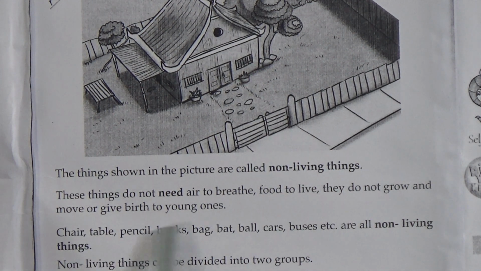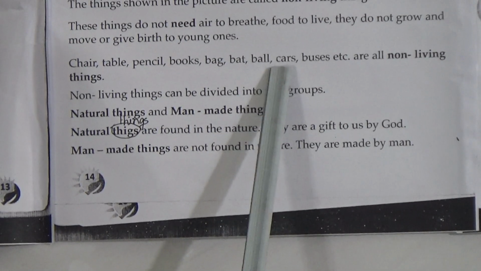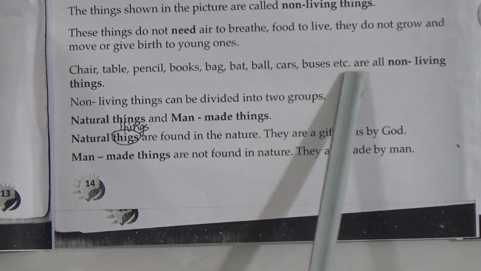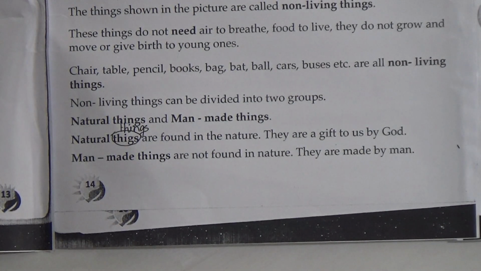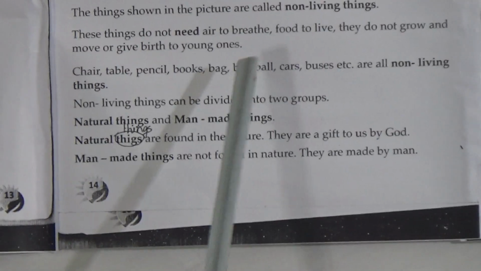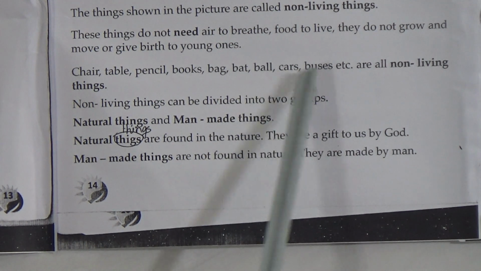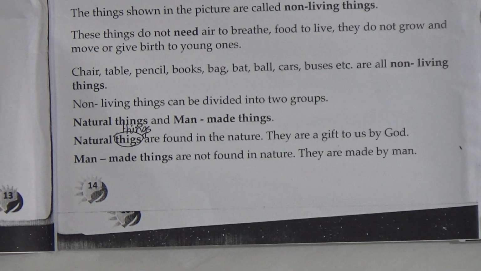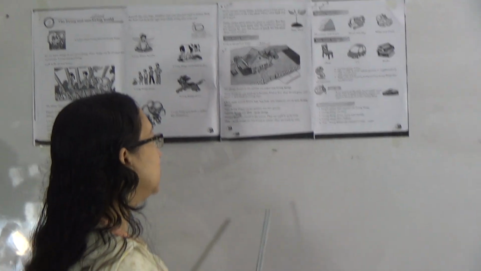Chair, table, pencil, books, bag, bat, ball, cars, buses, etc. are non-living things. So, which are non-living things? Car, chair, table, pencil, book, bag, ball, buses, all are non-living things. Why are they non-living things? Because they do not take food, they do not grow, they do not give birth to other animals. That's why they are non-living things.